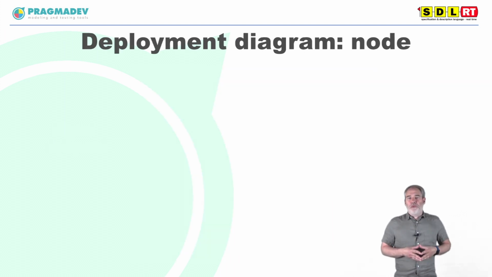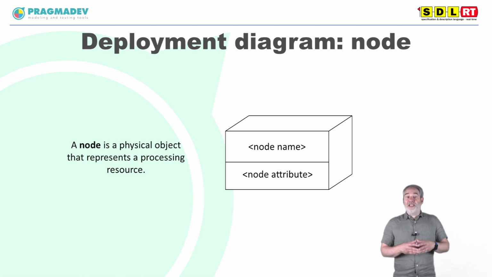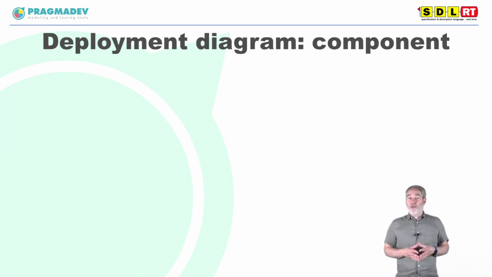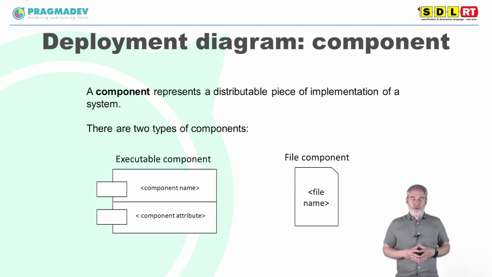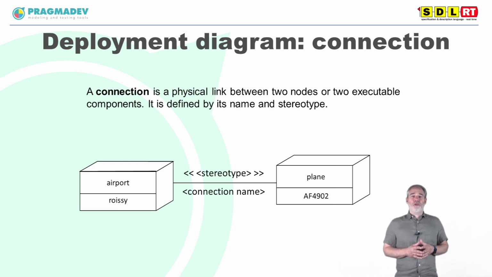There are very few symbols in the deployment diagram, so let's go through them and explain what they represent. First, the node. It is presented this way with a name and an attribute. A node is a physical processing resource, a computer or a processor, for example. Second, the component. A component is a distributable piece of implementation. It can either be an executable or a file. A connection is a physical link between two nodes or two executable components. It is defined by its name and stereotype.